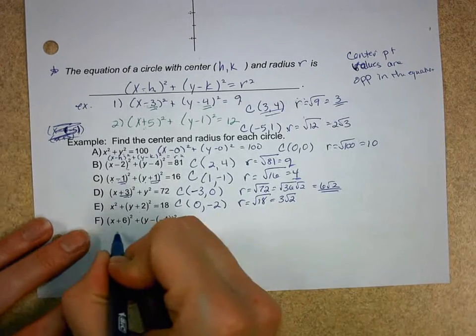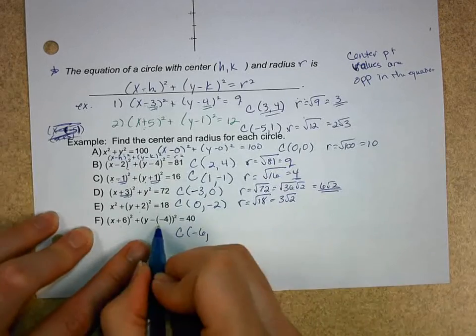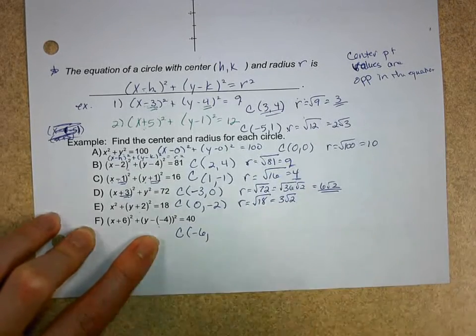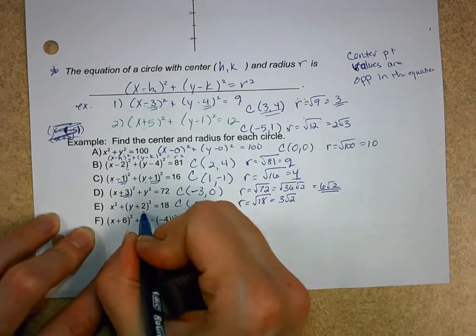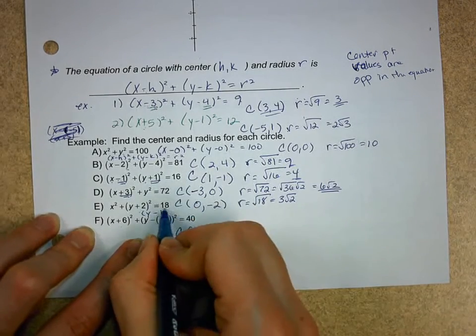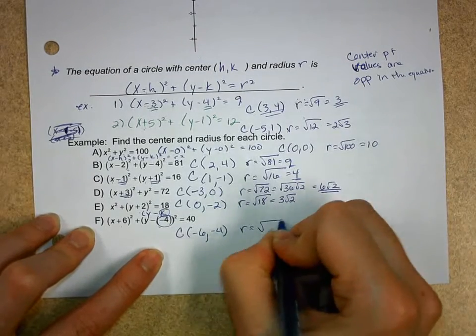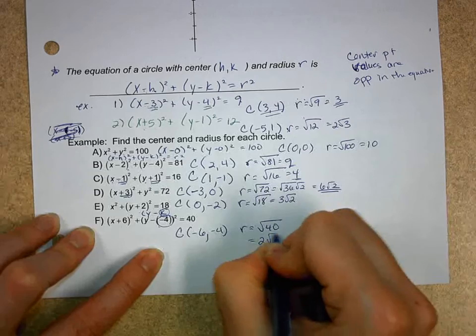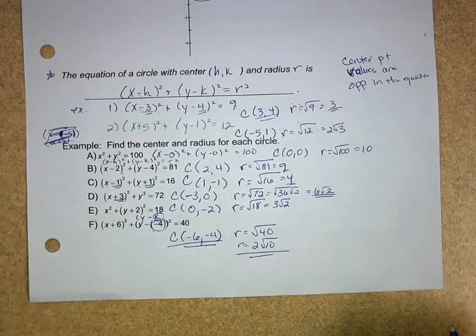Well, if I'm pulling out the center, I have a negative 6 here. If I'm subtracting a negative, it's going to make it positive, but I don't need to worry about that, because I'm looking for y minus k. Well, what's k going to be in this case? Yeah, a negative 4. My radius is the square root of 40, so it's going to be 2 root 10. So there's your radius, there's your center. Hopefully, that helps you just a little bit with it.